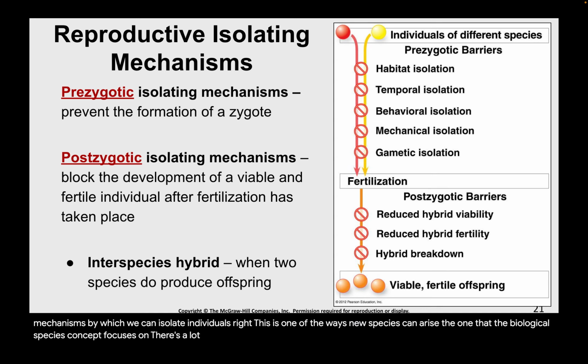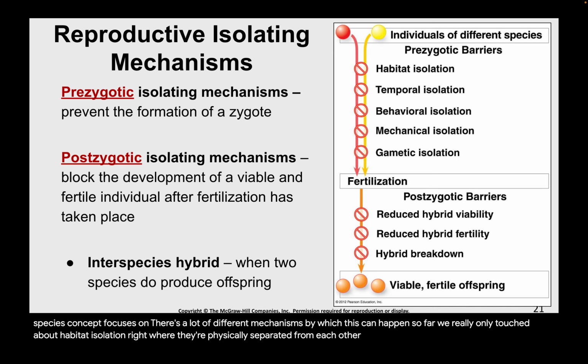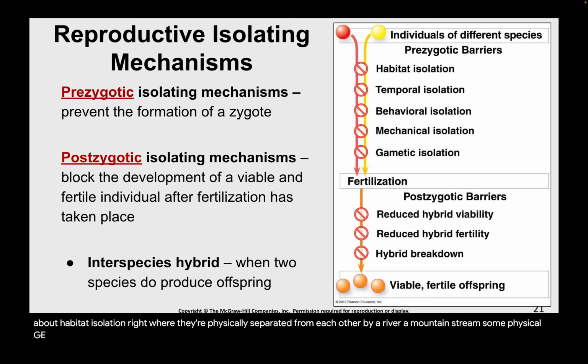There's a lot of different mechanisms by which this can happen. So far, we really only touched on habitat isolation, right, where they're physically separated from each other by a river, a mountain stream, some physical geographic barrier, right? That is an example of a prezygotic isolating mechanism, meaning it prevents the formation of a zygote, right? Gametes from each individual physically will never be fertilized, right?